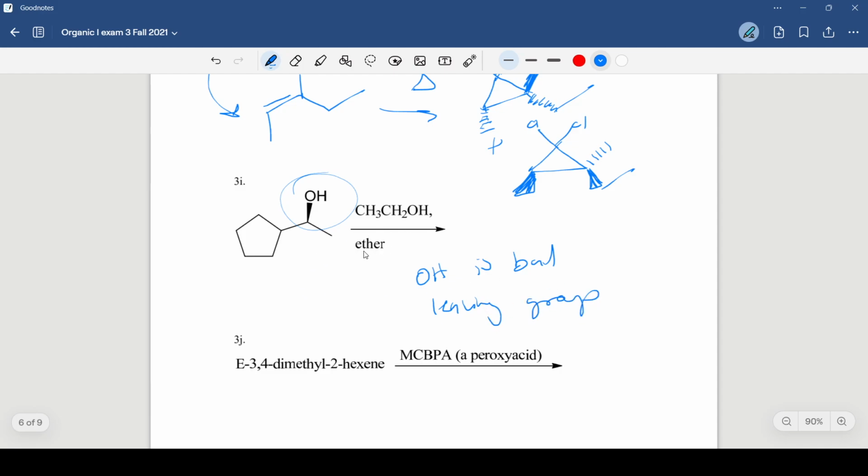OH can only be used as a leaving group if you're in an acidic situation, because what that does is you would turn this OH into this, which is actually a good leaving group, right? Because you can leave and form H2O. But since we're not in acidic conditions, OH is a bad leaving group.